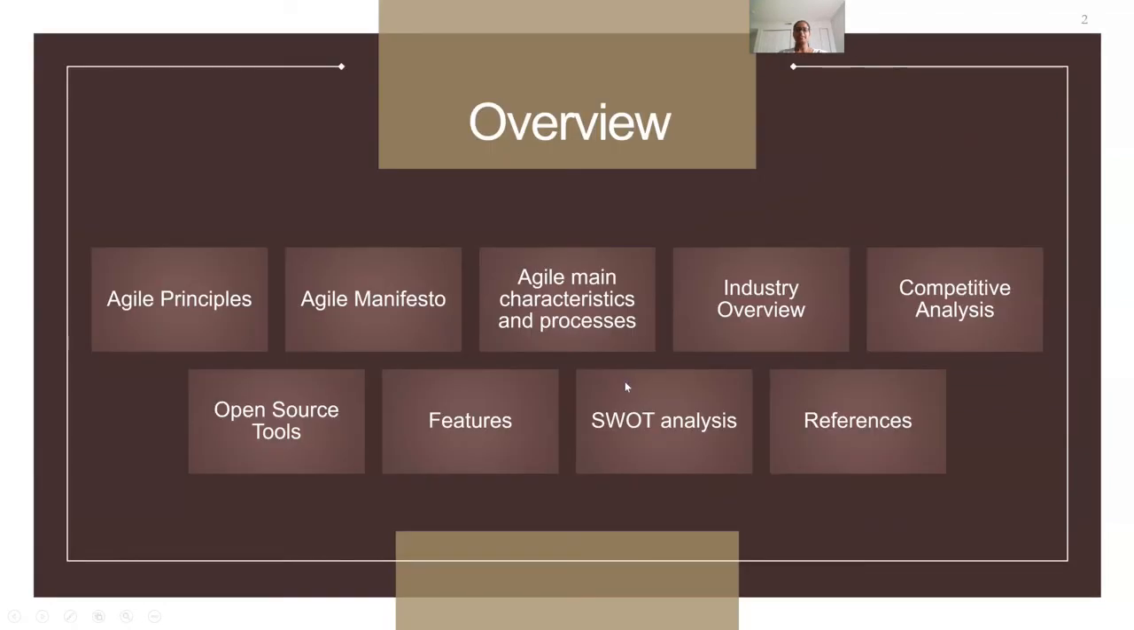In the next few minutes, we will be covering the Agile Principles, Agile Manifesto, Main Agile Characteristics and Processes, Industry Overview, the Competitive Analysis, and Open Source Tools, all the different tools, the features, SWOT analysis, and the references.